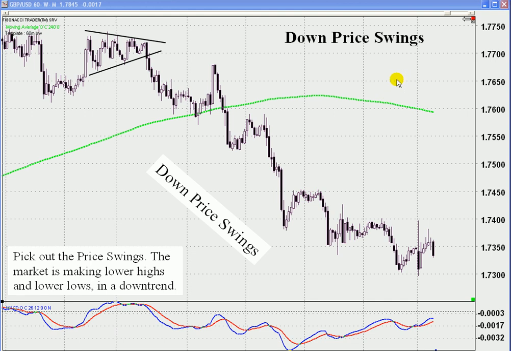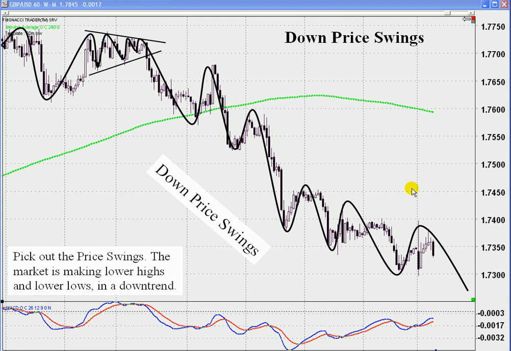If we were to magnify this onto a smaller time frame, then we would see more distinct price swings on a 15-minute chart. But on this 60-minute chart, again, it's one of my favorite charts to look at to get just a general idea of what's happening in the market, and it gives us a very clean look at what's happening at an interim level. Market making lower highs and lower lows.